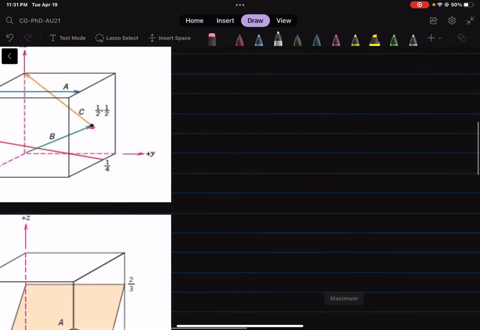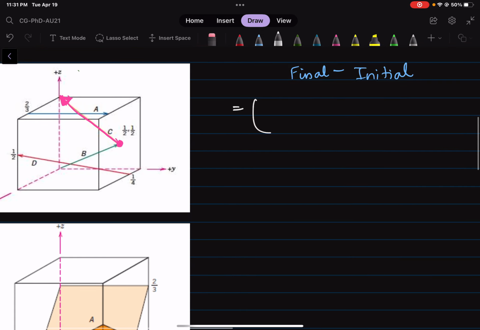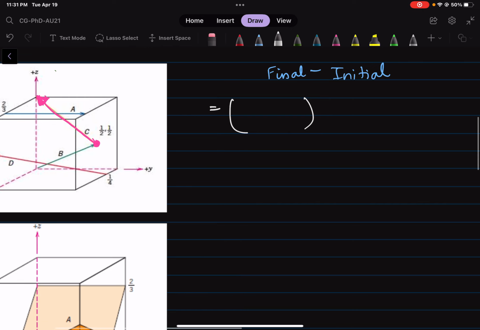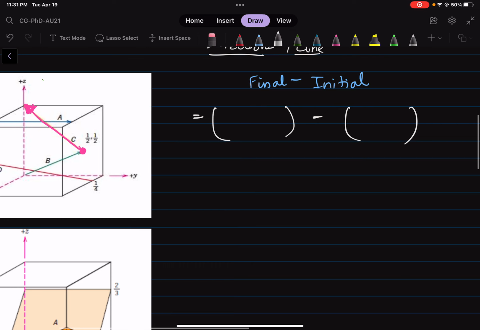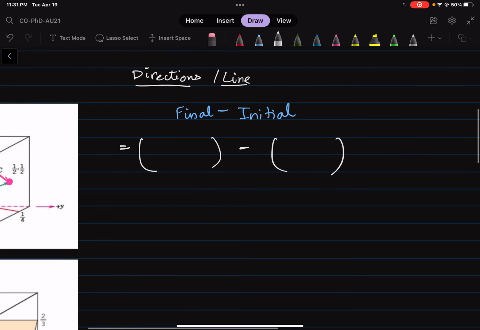So what you have to do is you write the coordinates of the final point, you write the coordinates of the initial point and subtract them, and this is how you can get your final notation. Now when I say final minus initial, what I'm referring to is the tail and the head. So the tail is the initial, the head is the final. So the arrow starts from initial, goes to final.